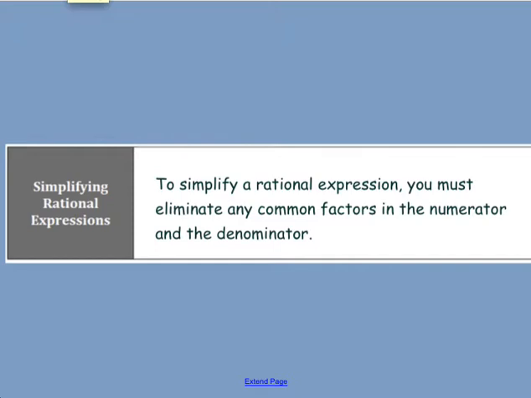So to simplify a rational expression, you must eliminate any common factors in the numerator and the denominator. So that's what we're going to be doing today with monomials and factors. Now when we do it with monomials, we need to cross off overlapping letters. And when we do it with factors, we need to cross off overlapping factors. So let's go ahead and take a look at what that would look like.